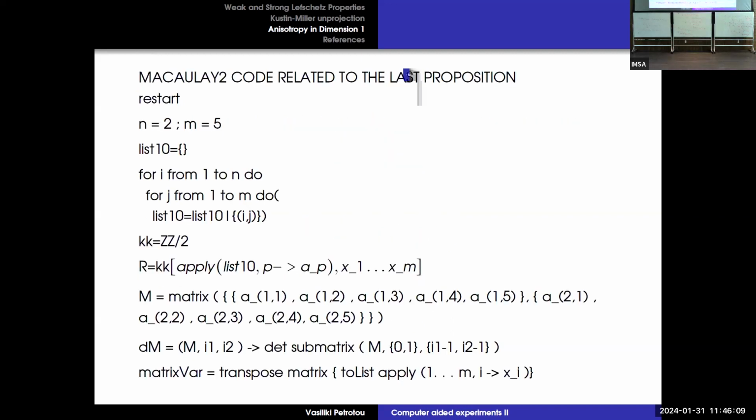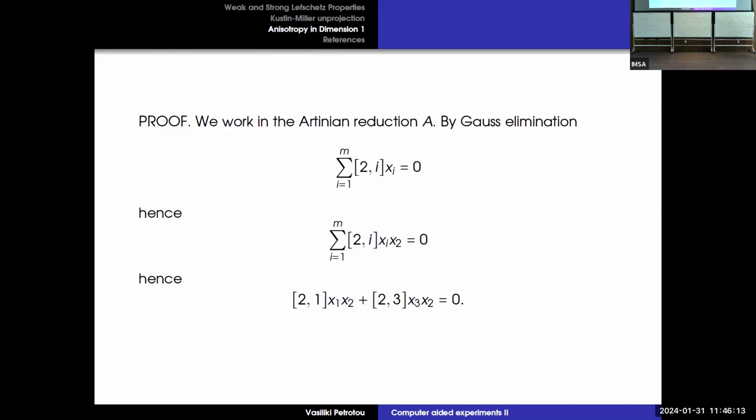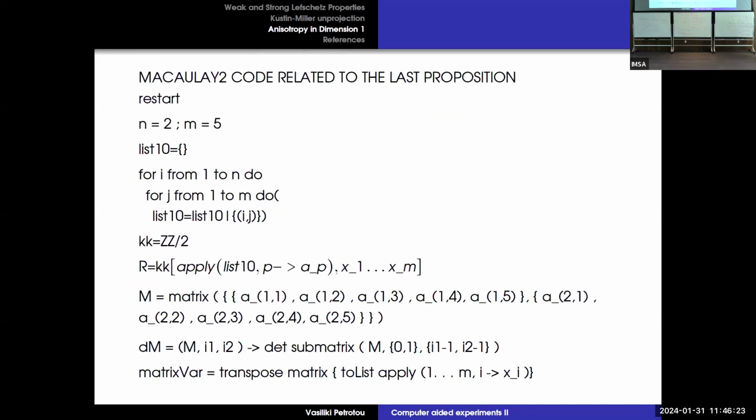The code related to that: we will try to check this relation for every pair of faces sigma, tau of our initial complex. So we use this for loop in order to have variables A11 up to A85. We denote it this way. We are working over a field of characteristic 2.